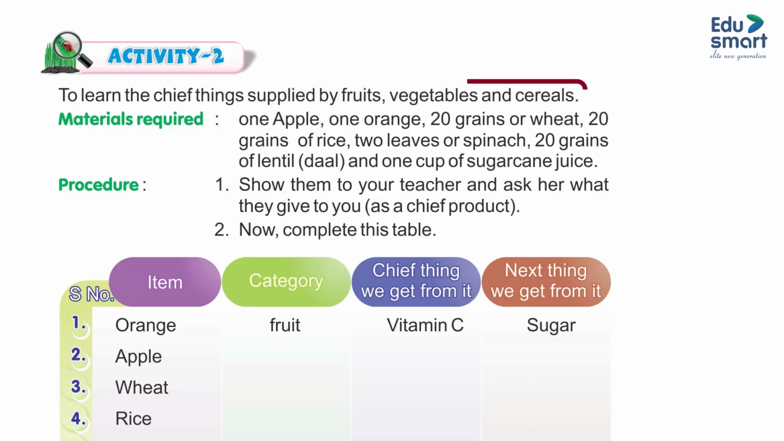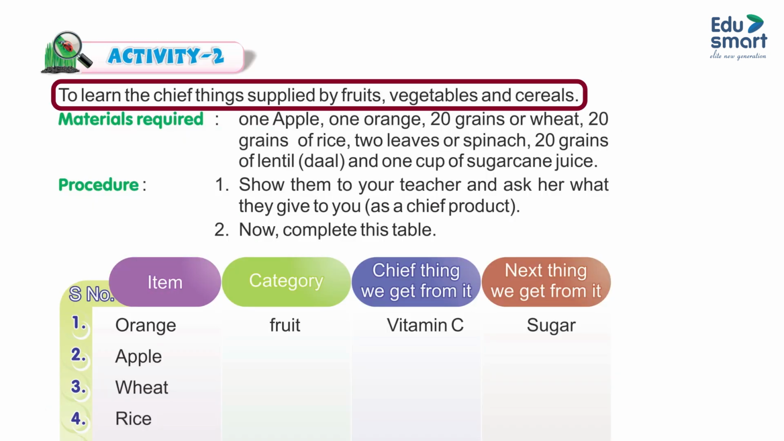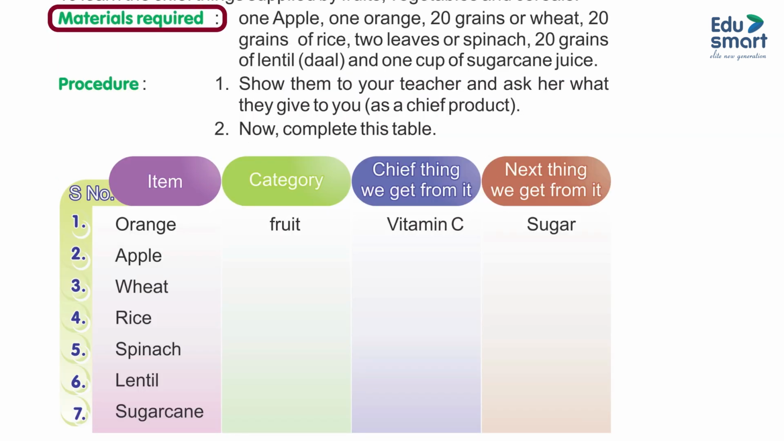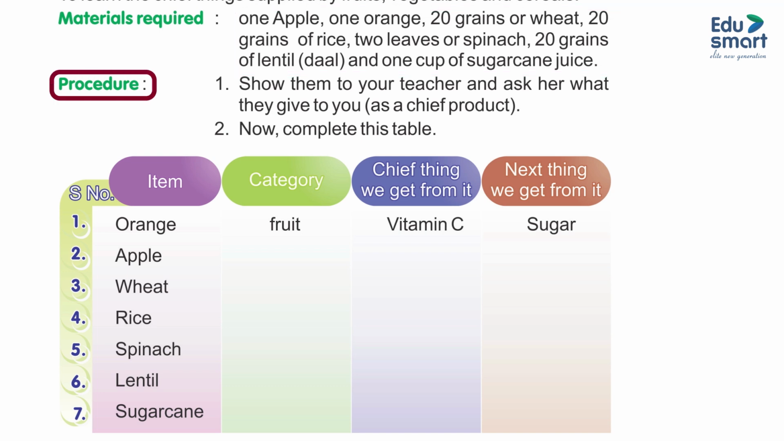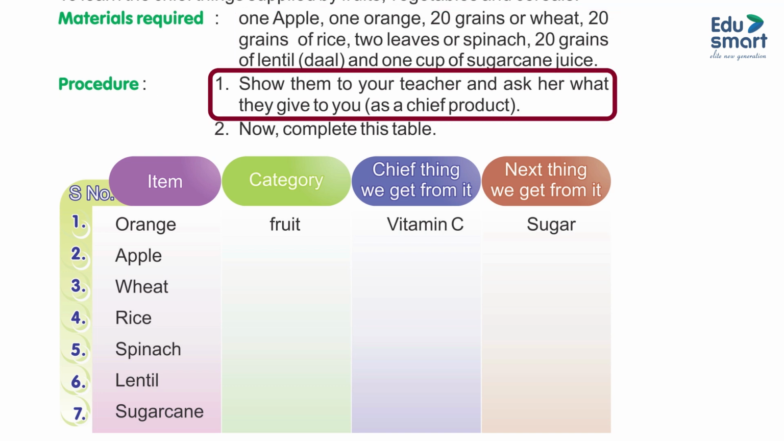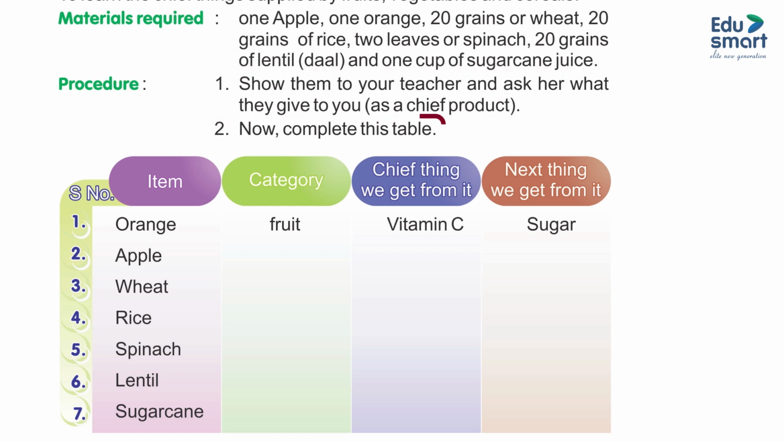Activity 2: To learn the chief things supplied by fruits, vegetables and cereals. Materials required: 1 apple, 1 orange, 20 grains of wheat, 20 grains of rice, 2 leaves of spinach, 20 grains of lentil, dal, and 1 cup of sugarcane juice. Procedure: 1. Show them to your teacher and ask her what they give to you as a chief product. 2. Now complete this table.